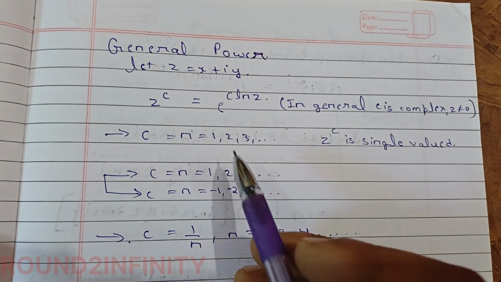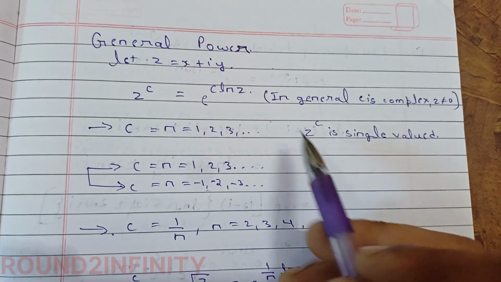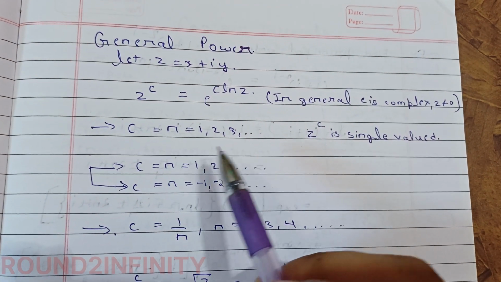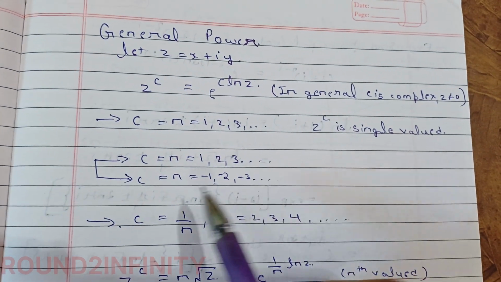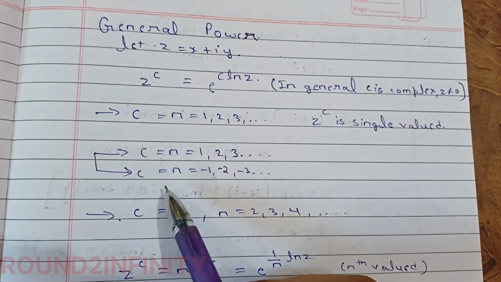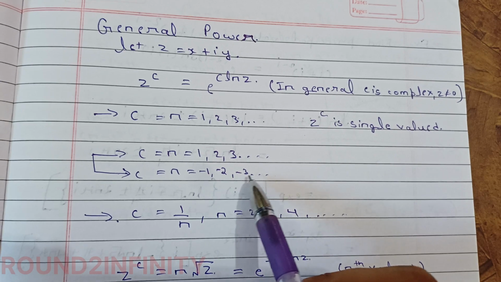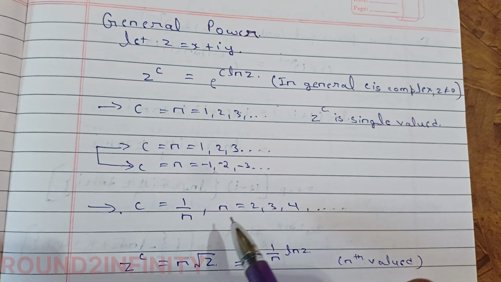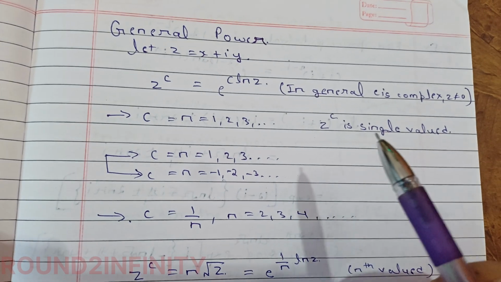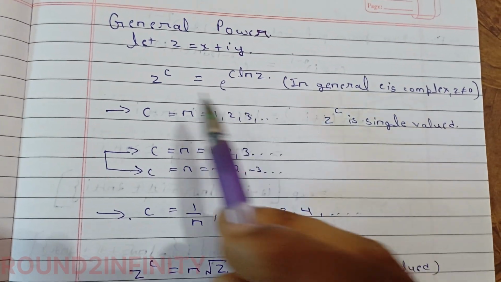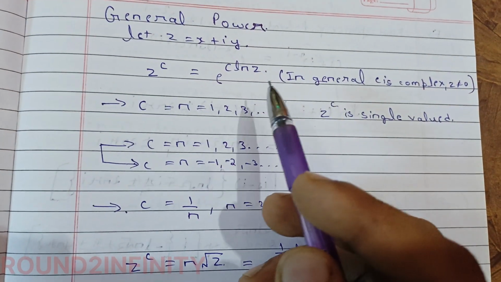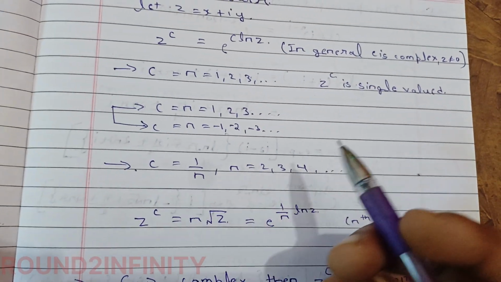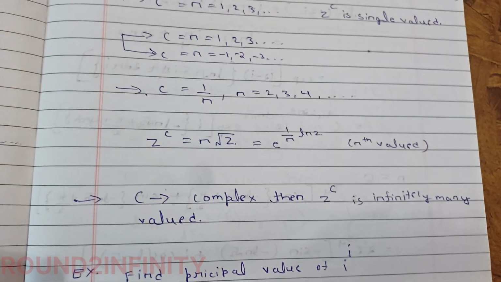c can be anything. If c is a simple positive number like 1, 2, 3, 4, then z to the c will be single valued, a single value function. We already talked about this. If c is minus 1, minus 2, minus 3, minus 4, then we know these are the nth roots, and we already talked about how to find them. But now there is a third case, where c is complex, like 3 plus 4 iota or 3 iota. How do we solve that kind of question?